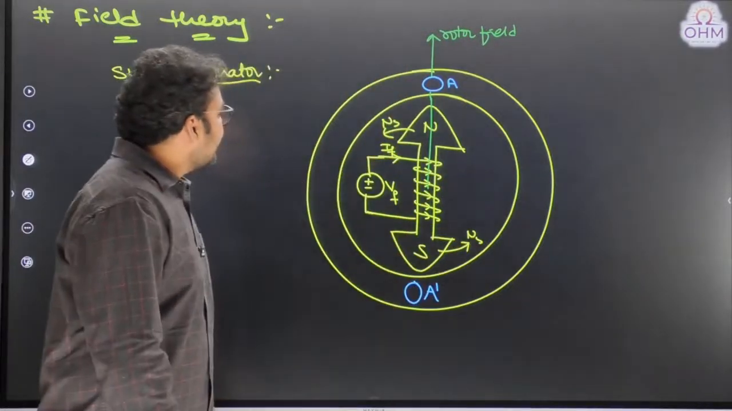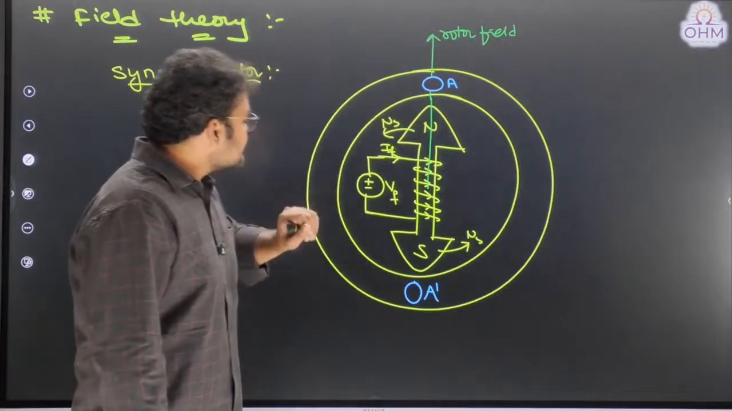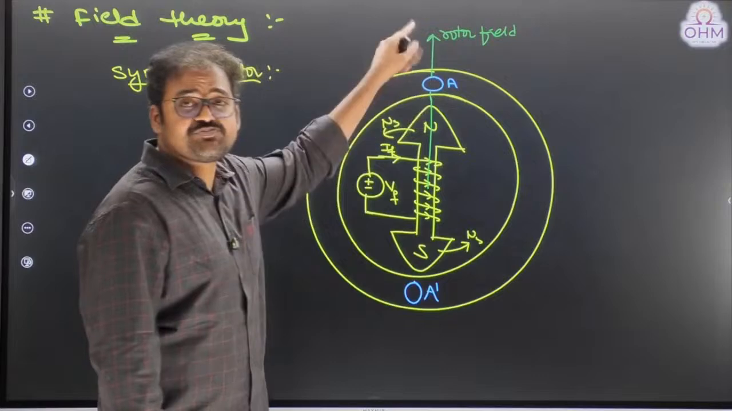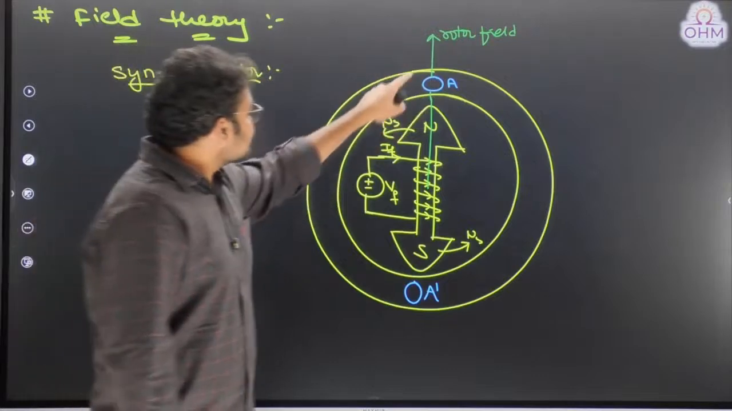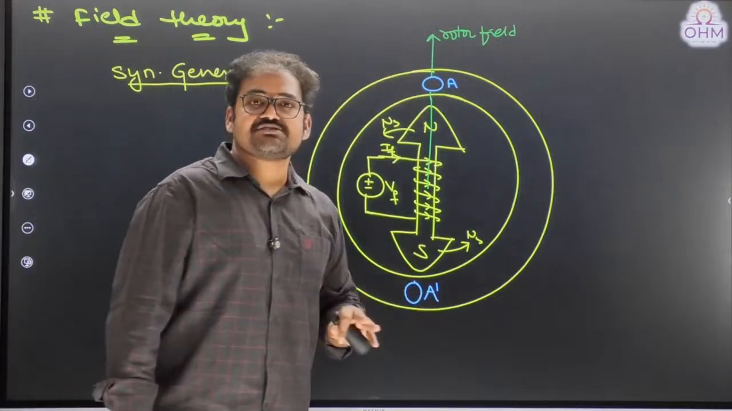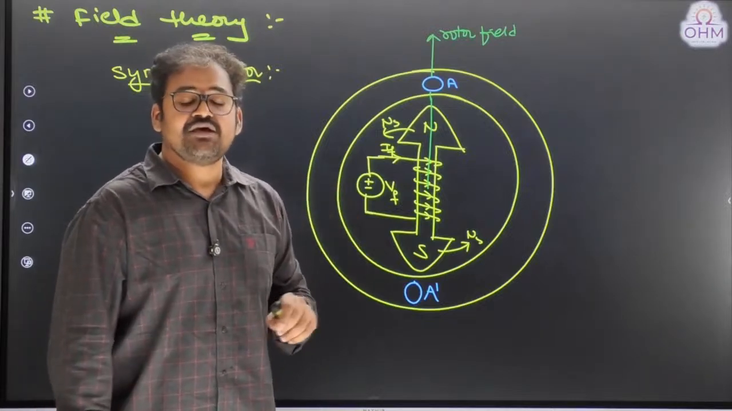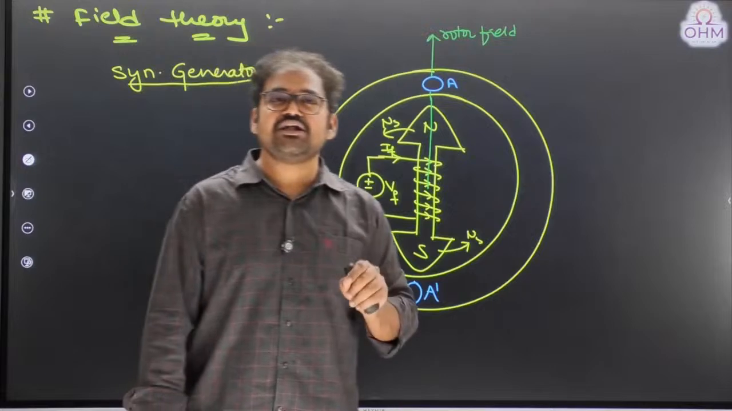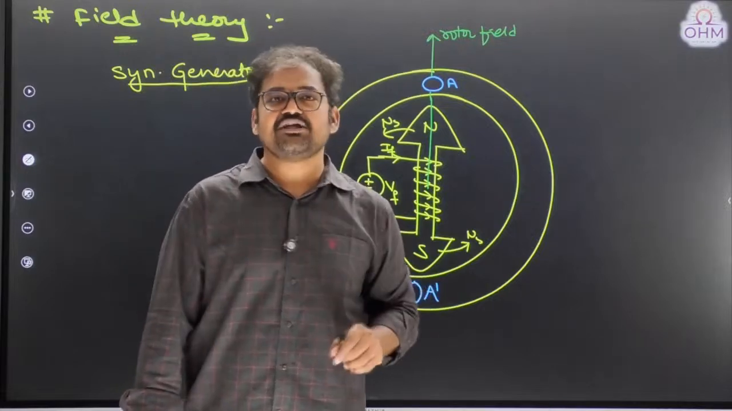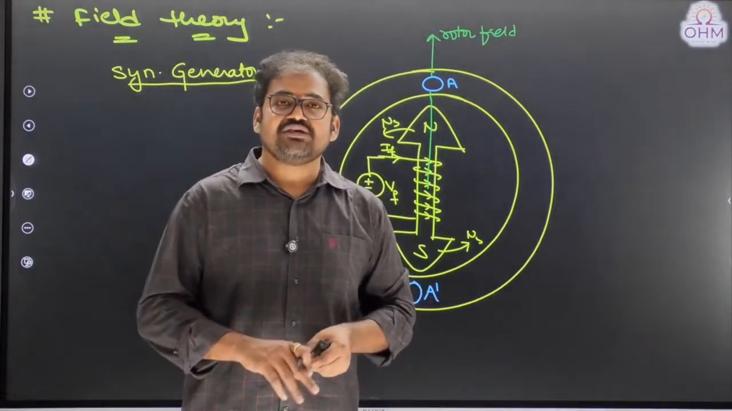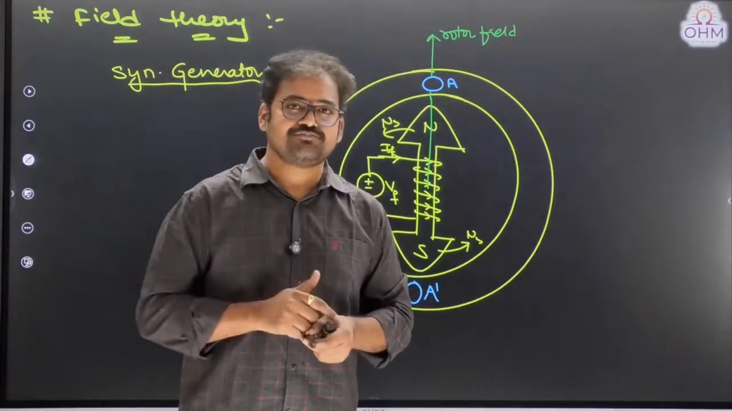Now, can I say conductor A and A dash are along the direct axis of the machine, the axis which is passing through the poles? As the two conductors are along the direct axis, maximum EMF will be induced in those two conductors. So the question is how to identify the direction of the induced EMF. Yes, Fleming's right hand rule.